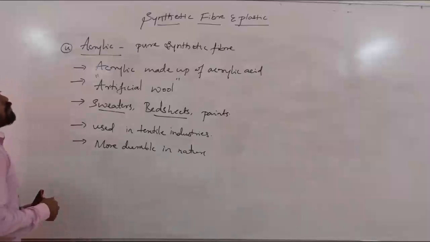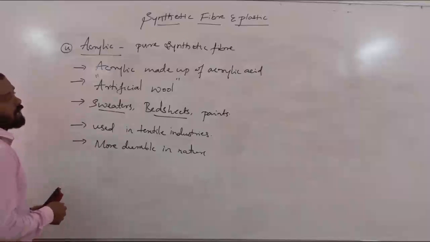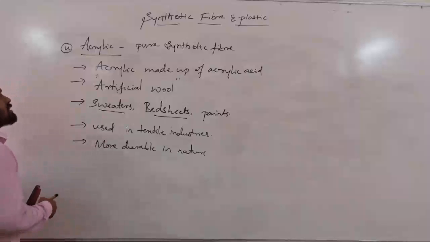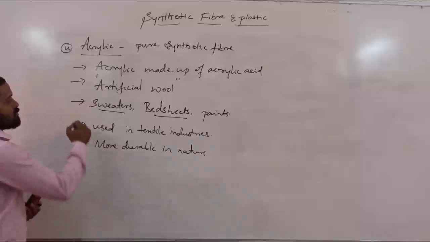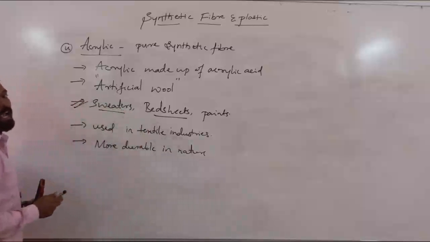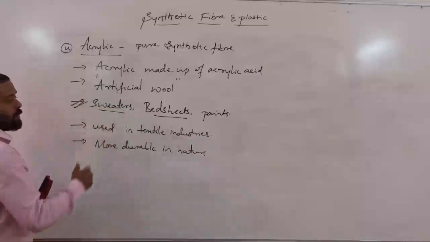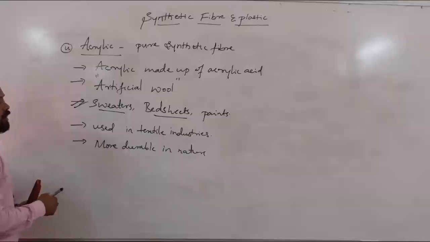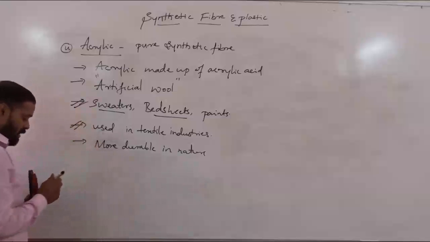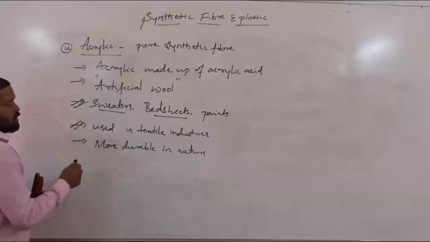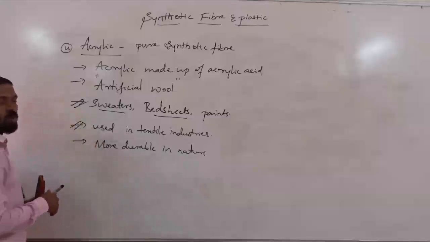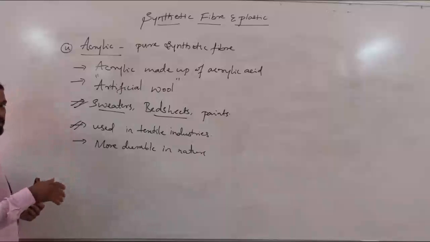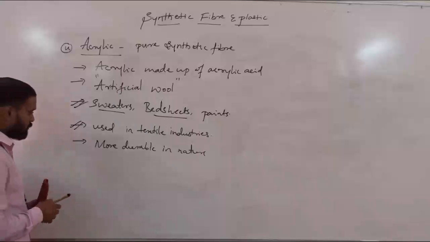Okay, hope you understood that acrylic is the fourth type of synthetic fiber, which is manufactured using acrylic acids, and acrylic fiber is also called artificial wool. This artificial wool is manufactured for sweaters and bed sheets, and acrylic material is used in the manufacturing of paints, and also in the textile industries. It is more durable in nature, and it will not absorb much water, like cotton and wool.